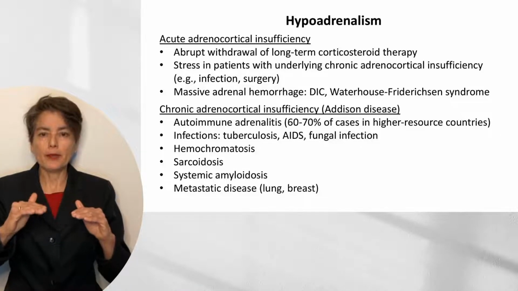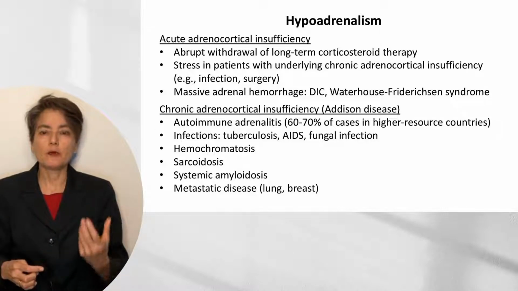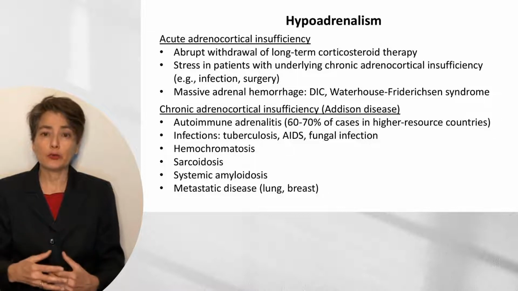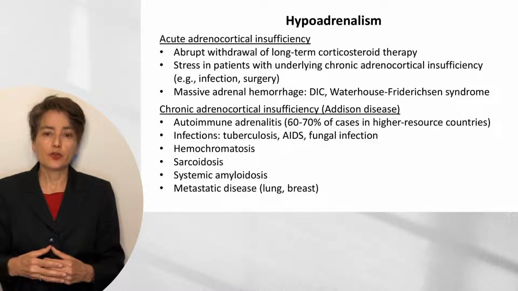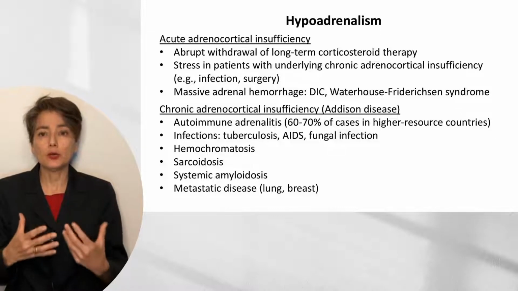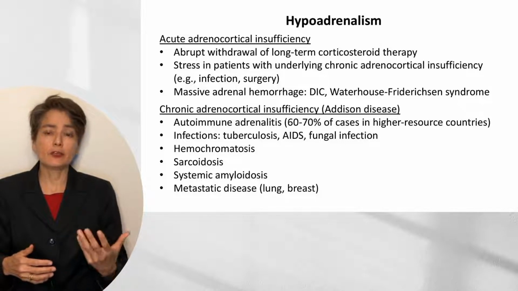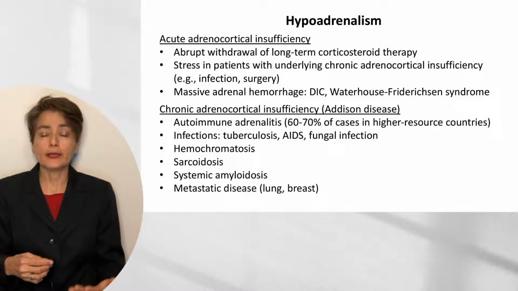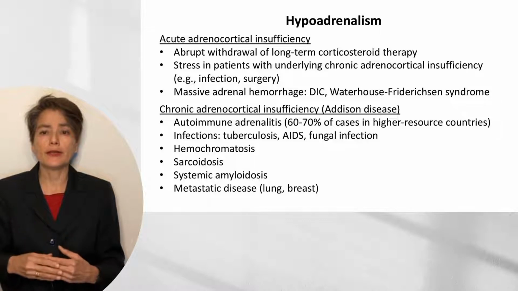They're doing all right, they're managed, but then they have an additional stressor on top of that, like an infection or trauma or surgery, that pushes them into adrenocortical insufficiency. And finally, you can have massive adrenal hemorrhage, which when you get to a certain point is going to just wipe out the adrenal glands, and when that happens, you can have acute hypoadrenalism. The primary causes of this will be disseminated intravascular coagulation. You can see it in patients who are on anticoagulation therapy, and then also in the setting of Waterhouse-Friderichsen syndrome, which we'll talk about on the next slide.